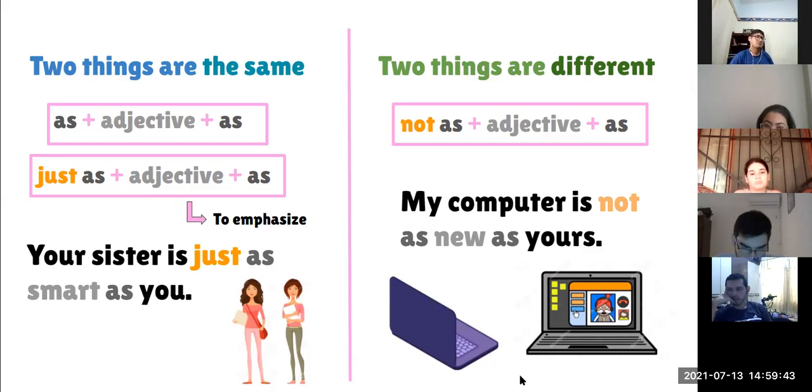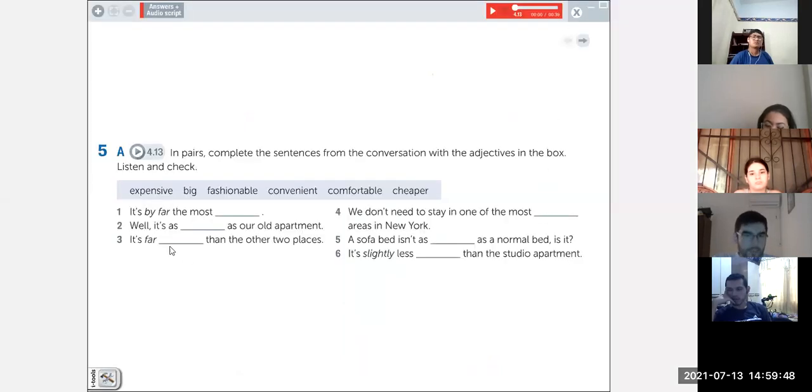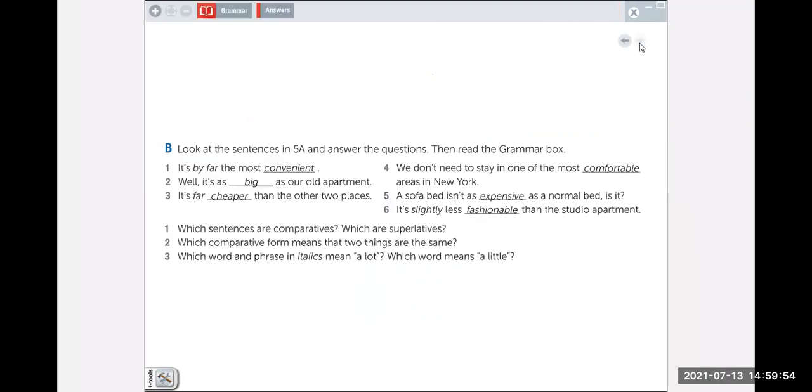So we are going to do the exercise here. As you can see, in all of them, we are using this kind of comparatives. Okay. Let's go to the next part. It says, which sentences are comparatives and which sentences are superlatives? What do you think? Comparatives. Which of them are in the comparative form?